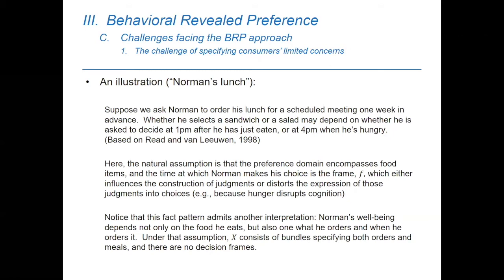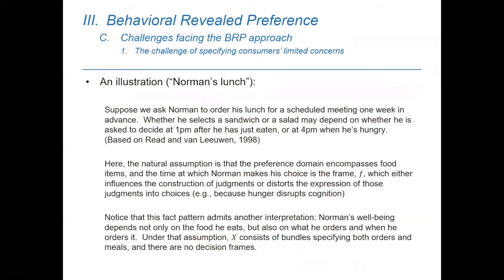Now, here, the natural assumption is that the preference domain encompasses food items, and that the time at which Norman makes his choice is the frame, F. That frame may either influence the construction of his judgments, or it may distort the expression of those judgments into choices, for example, because hunger disrupts cognition in some fashion.